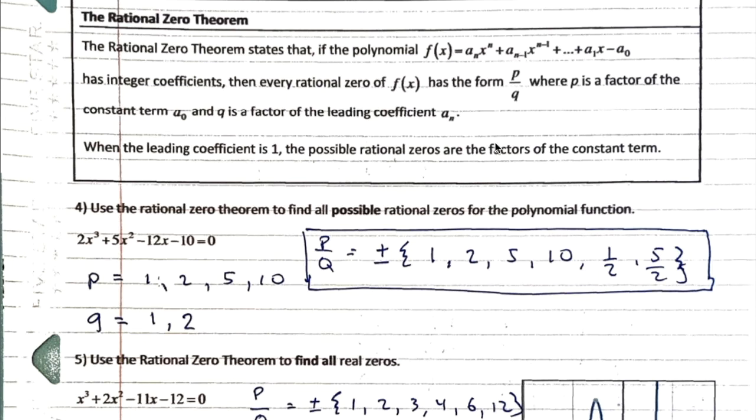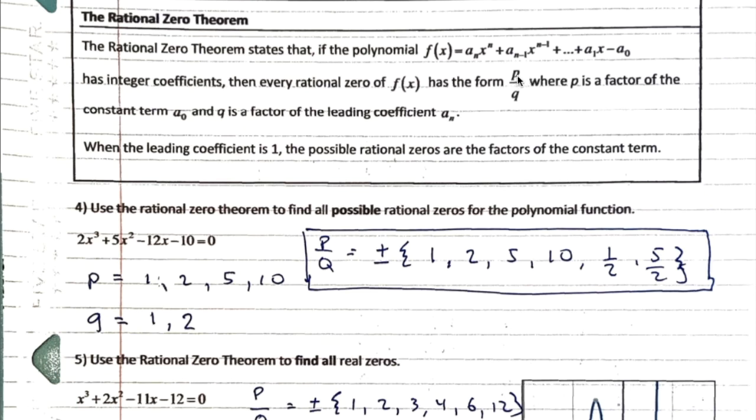The definition up here is pretty formal. Basically, every rational zero of f of x has the form p over q, where p is a factor of the constant term, like in this example where p is a factor of 10, and q is a factor of the leading coefficient, which in this case is this 2. So this is just giving the general form of a polynomial and then using this language to describe it.